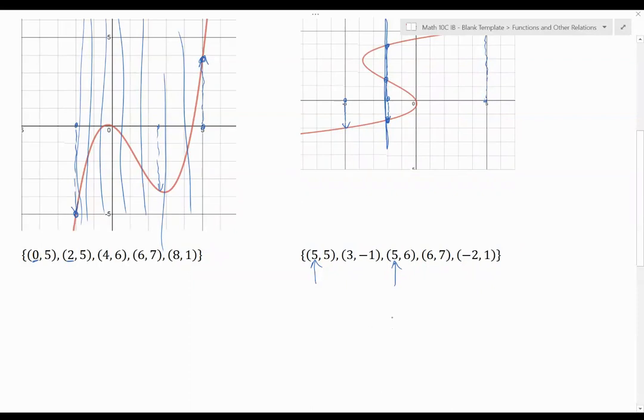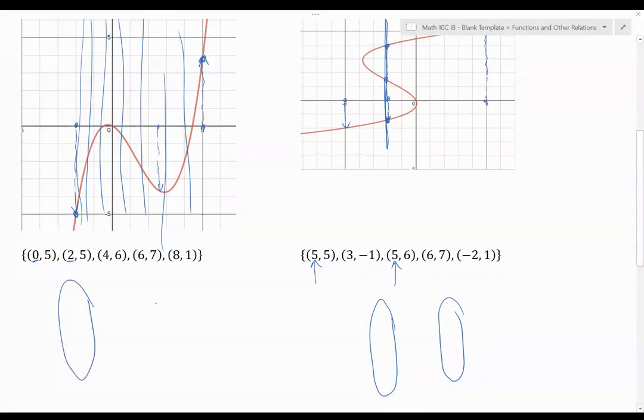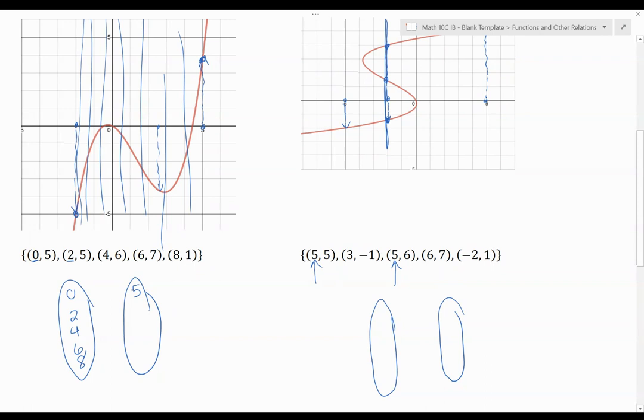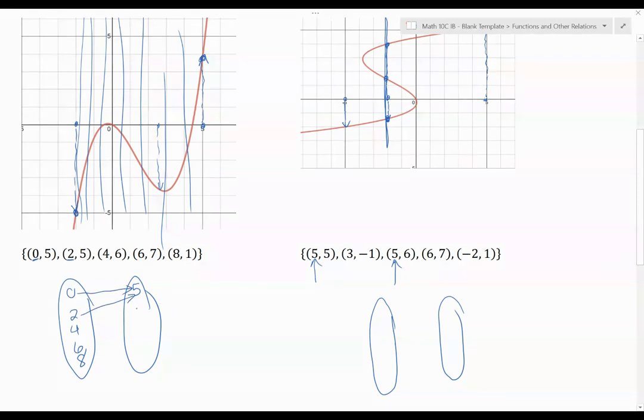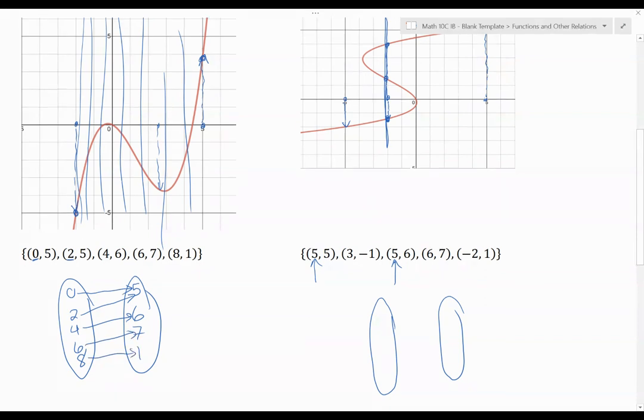If I consider what this looks like in a mapping diagram, the different inputs in the first case are 0, 2, 4, 6, 8, and they all lead to unique outputs. So 0 goes to 5, 2 goes to 5, 4 goes to 6, 6 goes to 7, 8 goes to 1. It doesn't matter that two inputs lead me to the same output. What matters is if I go into this input bubble, I know exactly where to go from there.